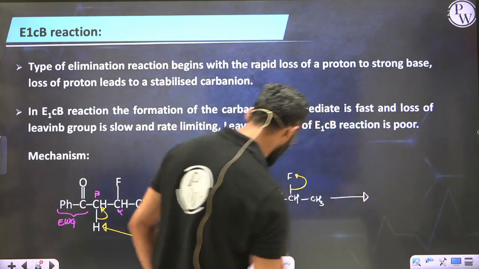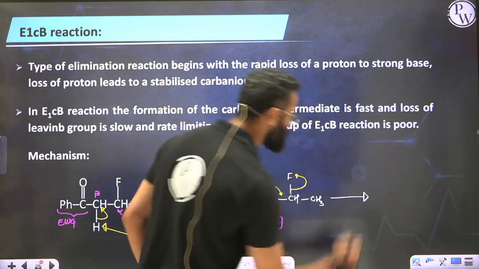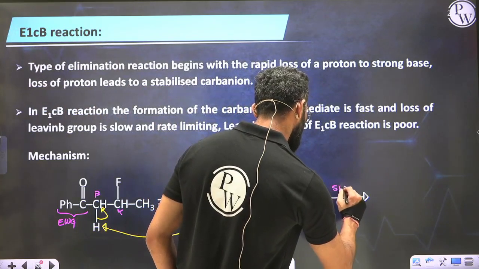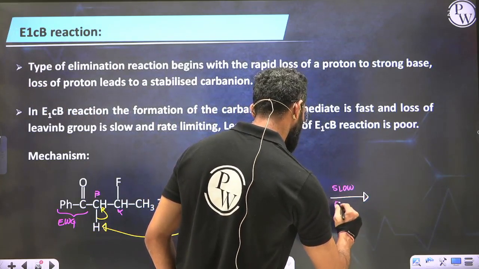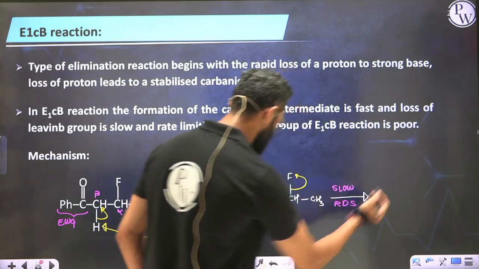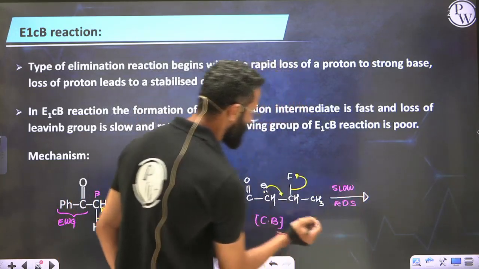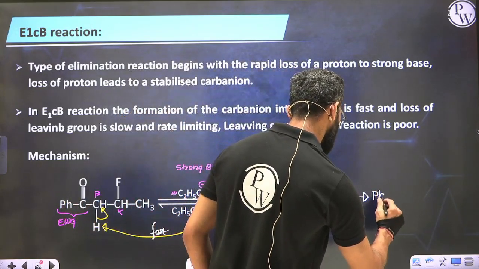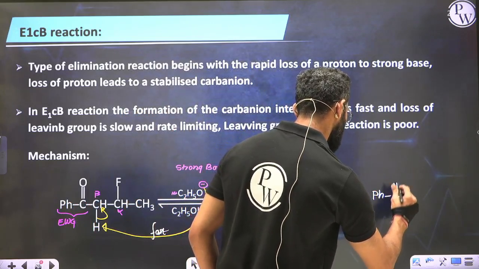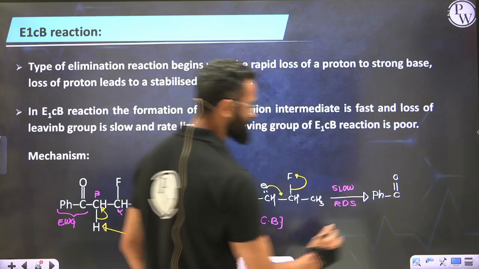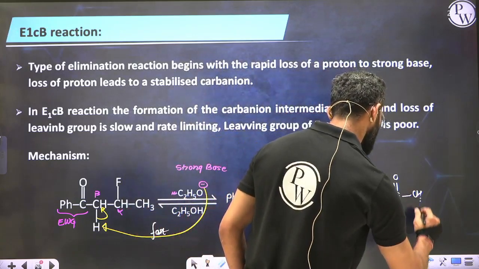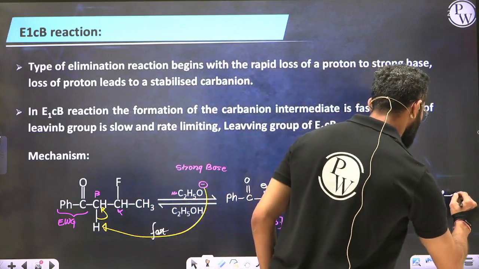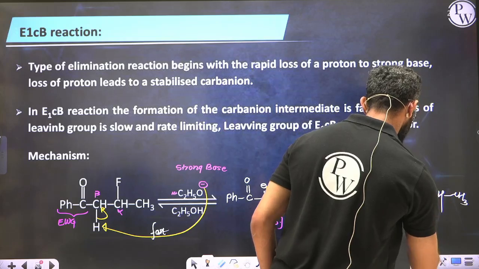Yes, and if this is a slow step, guys, what do we call such a step? Rate determining step. So this is the slow step, which is the rate determining step. So what is happening? Upon departure of fluorine, you will get formation of a double bond here. So Ph C double bond O, CH double bond CH further connected to CH3.